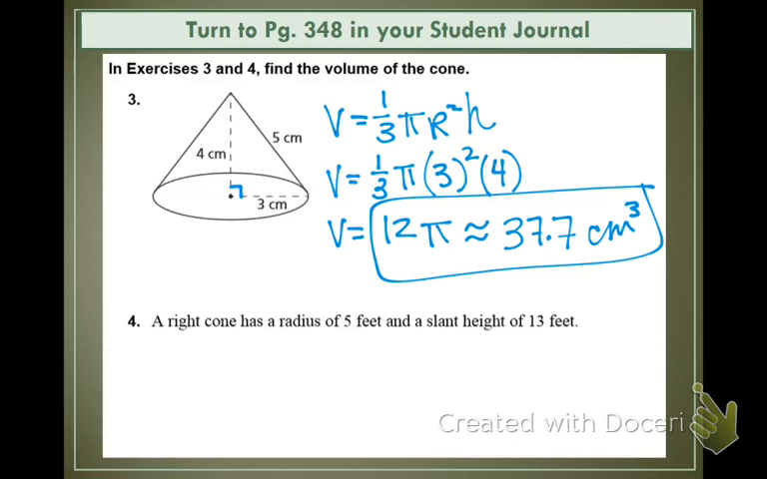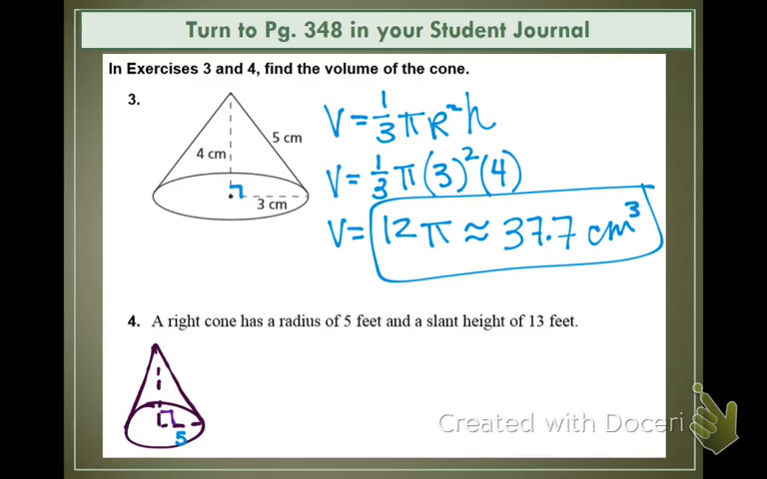Number 4, you have a right cone. You don't have to draw it, but if you are a visual person like I am, I find it easier when it's drawn. A right cone has a radius of 5 feet. So this is a right cone, so there's a right angle here. The radius is 5 feet, and it says the slant height is 13 feet.